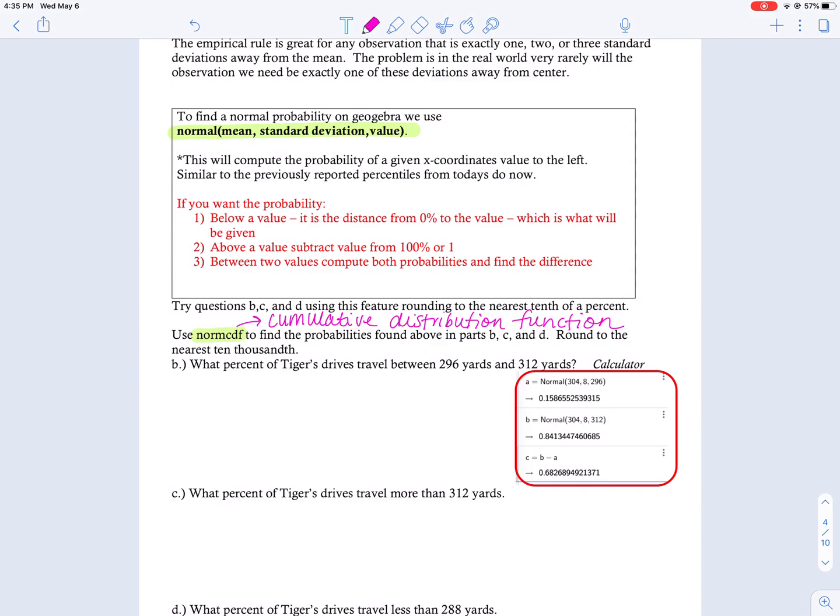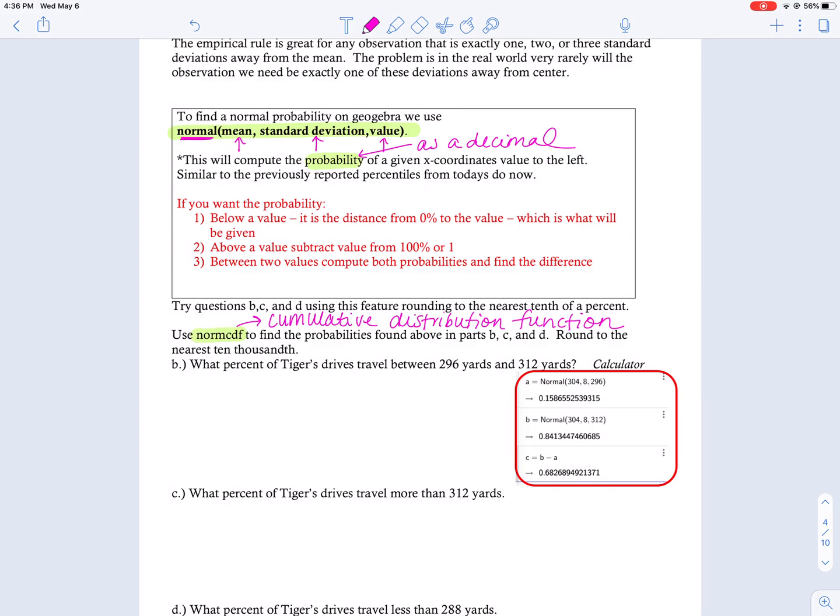But when you are typing this in on GeoGebra, I'm going to show you how to do it. It's going to say normal CDF. I think actually it just says normal. You're going to see this normal, and then you're going to input after the parenthesis the mean, the standard deviation, and then the value that you're looking for. So now just understand this. This is going to compute the probability, okay? It's going to be given as a decimal. If you want to convert it to a percent, you could move the decimal point two places to the right. So here's what you have to understand.